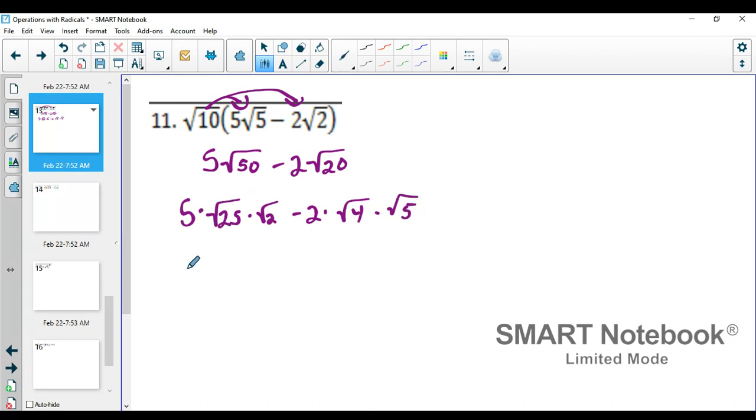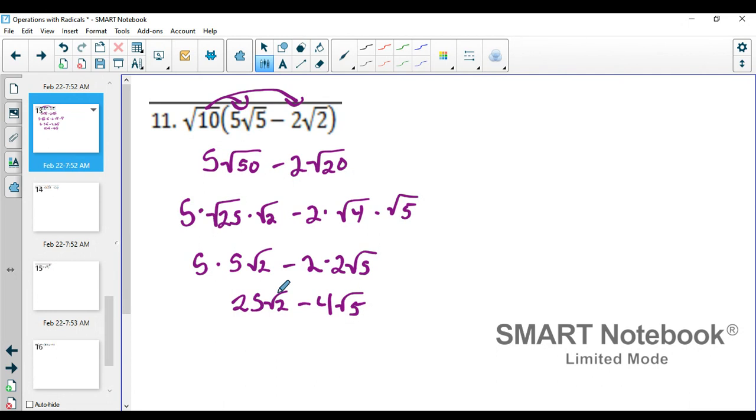So the square root of 25 is 5. So we have 5 times 5 square root of 2 minus 2. And then the square root of 4 is 2. So times 2 square root of 5. 5 times 5 is 25. So we have 25 square root of 2. 2 times 2 is 4. So minus 4 square root of 5.